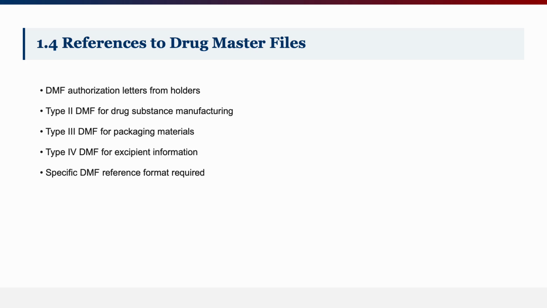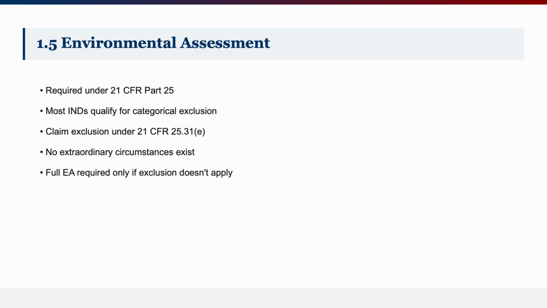The open portion of DMF 12345 contains the following information referenced in this IND. Section 3.2.S.2.2, Manufacturing Process Description. Section 3.2.S.4.1, Drug Substance Specifications. Environmental assessment requirements can typically be satisfied by claiming categorical exclusion. Here's how. Example, categorical exclusion claim.